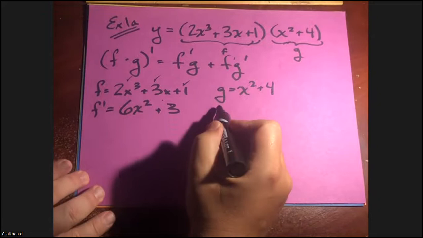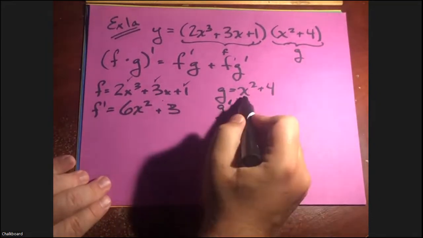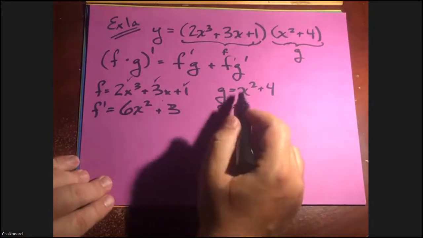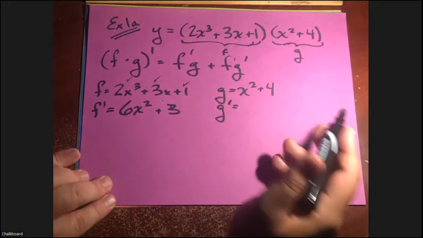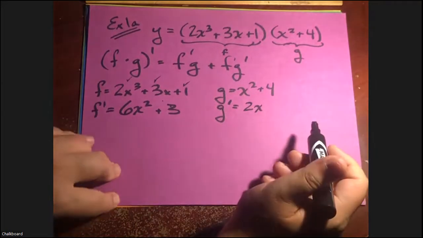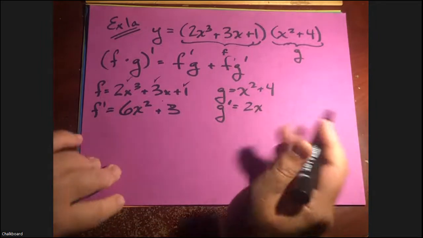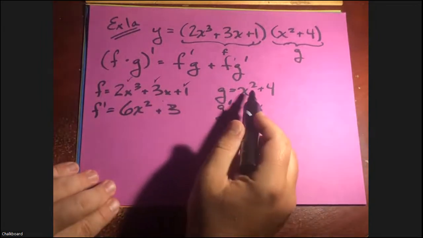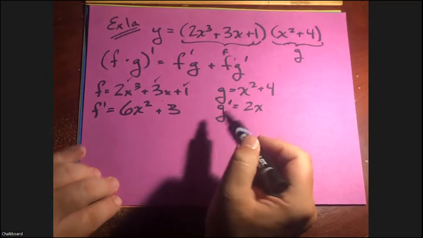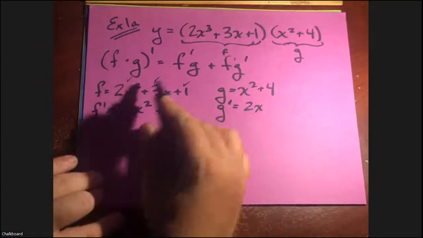Let's carry on with g prime. G prime is going to be, again with the sum rule, I'm going to do x squared, then I'm going to do 4. So what is the derivative of x squared? Didn't we do that at least 3 times today? It's going to be 2x. And what is the derivative of 4? Remember, it evaporates because it's a constant. The derivative of 4 is nothing, or 0. So now we have f and g and f prime and g prime. So what we can do now is construct the derivative using the product rule.